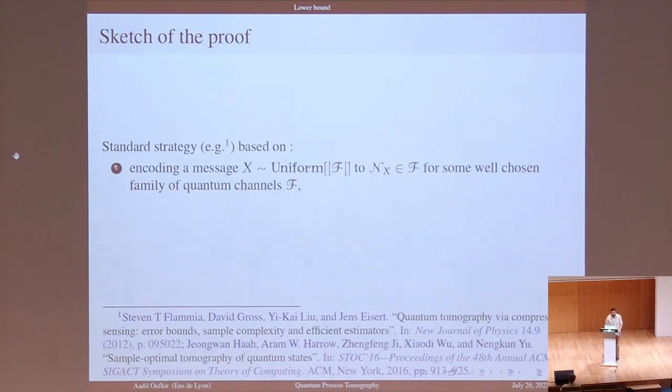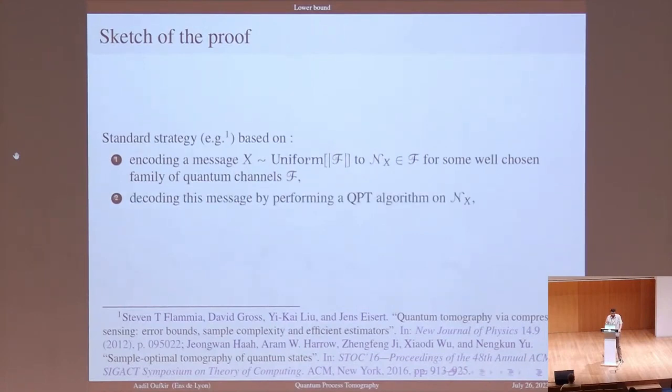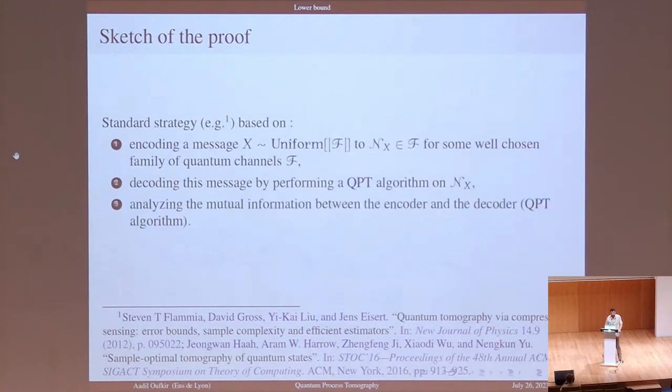The strategy of the lower bound is based on encoding a message X, uniformly at random from a finite set, into a quantum channel which belongs to a well-chosen family of quantum channels, then decoding this message using the quantum process tomography algorithm, and finally analyzing the mutual information between the encoder and the decoder. So this strategy is standard for proving lower bounds for learning problems, and it has appeared in many works, for instance, these two works.